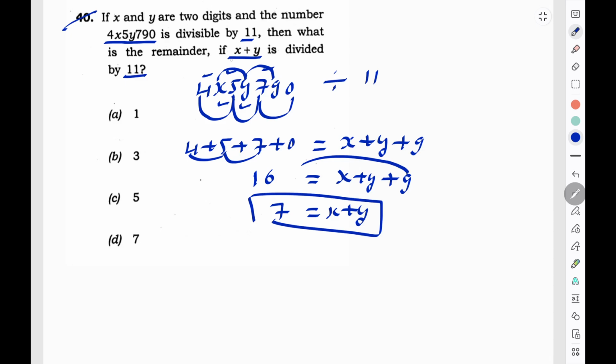Observe this: we get x plus y as 7. By dividing by 11, 11 times 0 is 0, so the remainder is 7. Hence the remainder is 7.